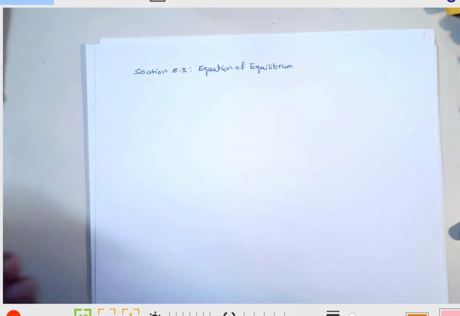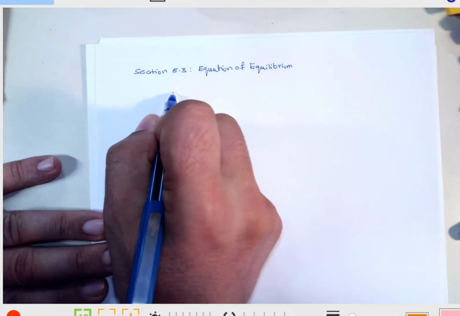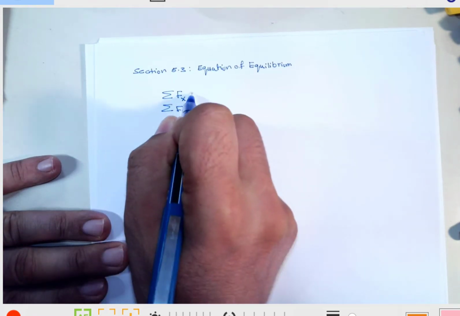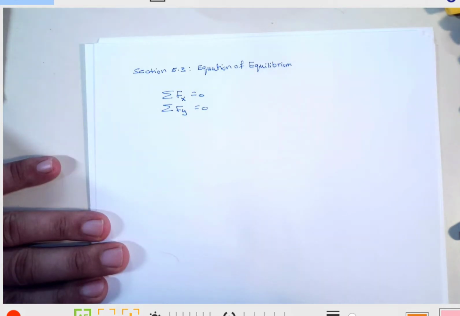Today's lecture will cover two sections: 5.3, which is the equations of equilibrium, and also 5.4, which will talk about the special object which is members. We'll take some examples. Now, the equations of equilibrium that satisfy equilibrium of a rigid body consist of three equations. The first ones are: all the forces in X and all the forces in Y must be equal to 0, and these are the two minimum equations required for equilibrium of a particle.